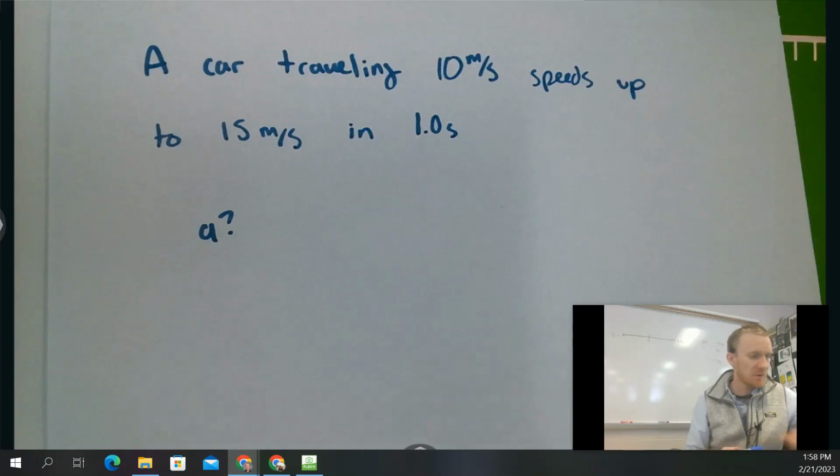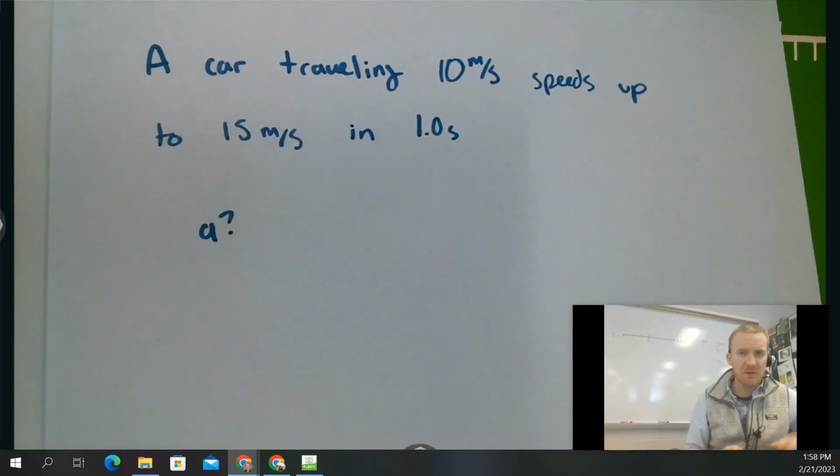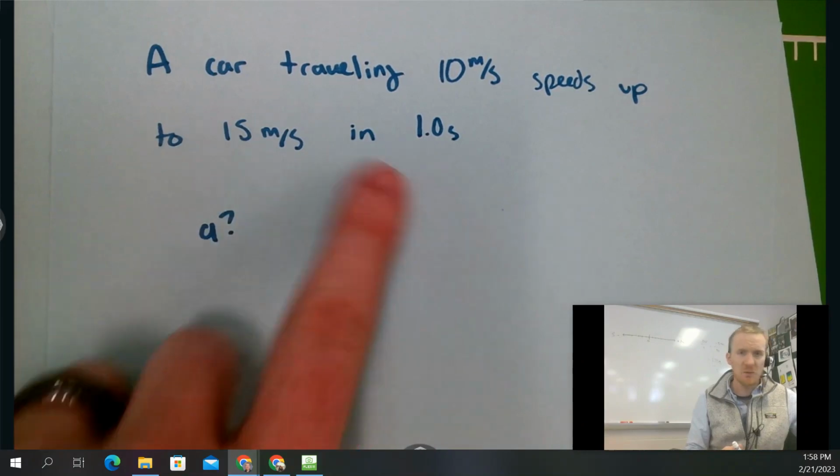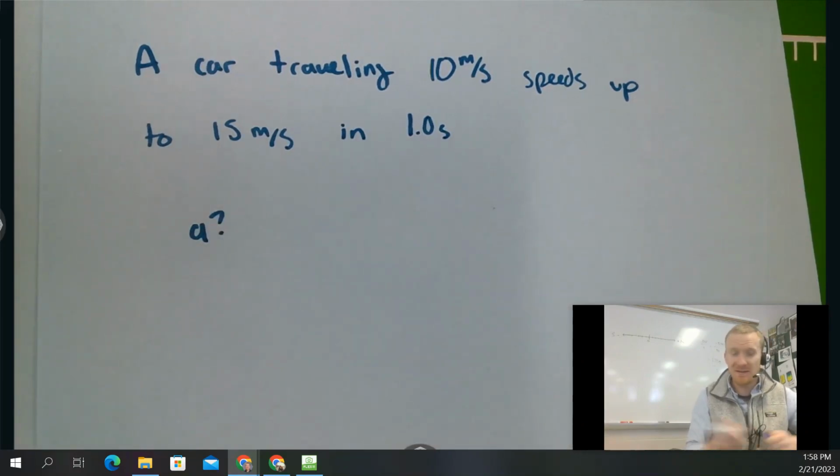All right, so this next form of question, you've got a car traveling 10 meters per second, speeds up to 15 meters per second in 1 second. The first thing wanted us to find the acceleration.